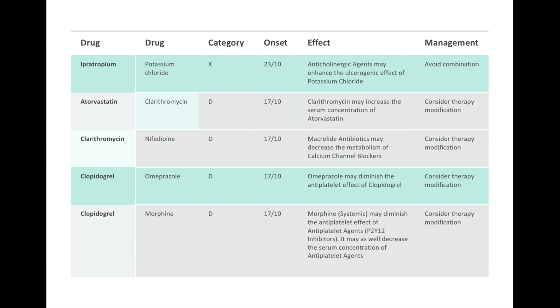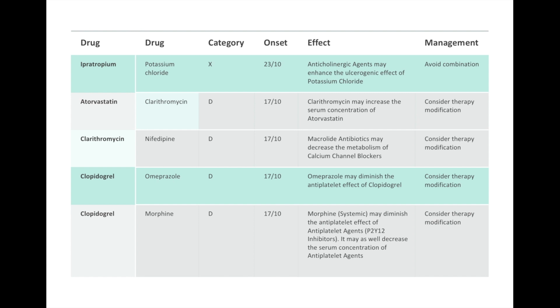Now, what happens if we take them together? Ipratropium is an anticholinergic agent. It enhances the ulcerogenic effect of the potassium chloride, even when it's given in the nasal formulation. So we should avoid the combination.